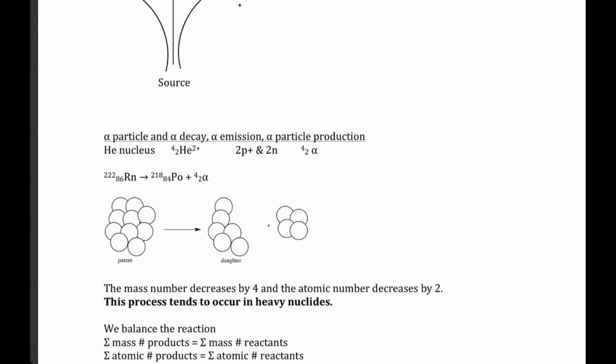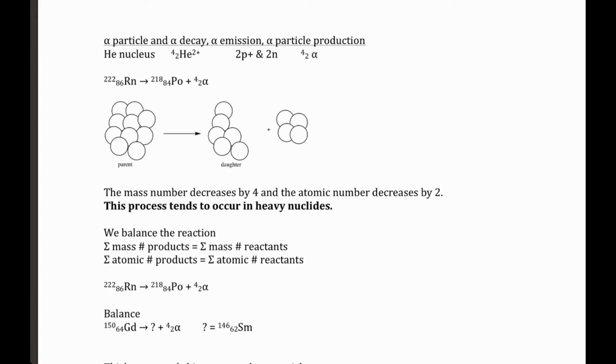We'll talk about each one of these. So, first, the alpha particle. When it's involved in a radioactive process, we could call that process alpha decay, alpha emission, alpha particle production, and there might be other names too. It turns out the alpha particle is the helium-4 nucleus.